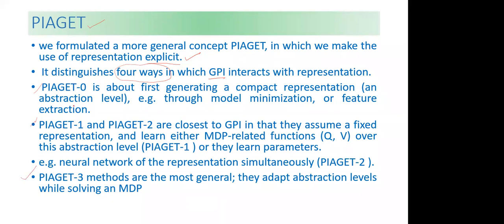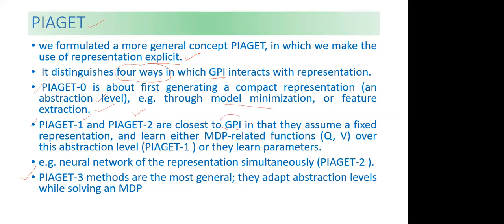So what is Pygate 0? Pygate 0 is the first, generating a compact representation that is used at the abstract level, for example through model minimization or feature extraction. After that, we have two Pygates, Pygate 1 and Pygate 2.